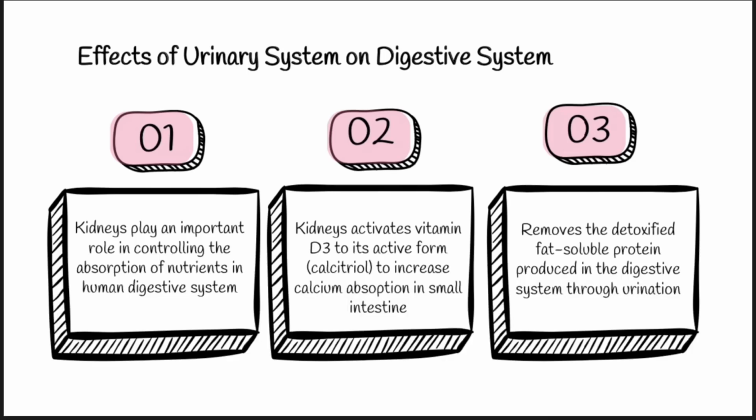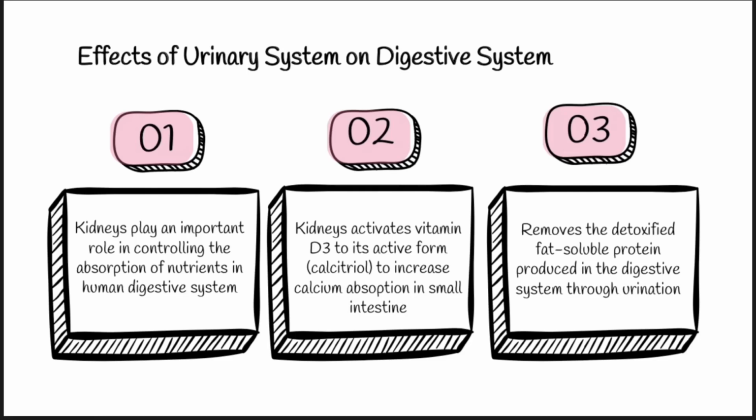Next, kidneys activate the inactive form of vitamin D3 to its active form called calcitriol hormone. This calcitriol hormone will increase the calcium absorption in the small intestine. The calcium will be transported to all parts of the body to be used and stored by the bones and muscles. As we know, calcium is very important for healthy bone growth and remodeling of bone.